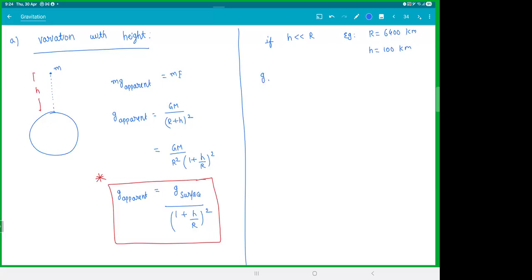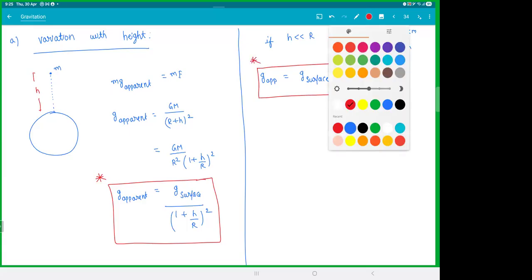Then we can approximate the formula with the binomial approximation, which is g apparent equals g surface into, when this goes into the numerator, (1 minus 2h by R). So be careful. Use this formula only when the heights are small. If the heights are comparable to the radius, don't use this. If it is 10 kilometers or 20 kilometers, use this. So that's your approximate formula there.